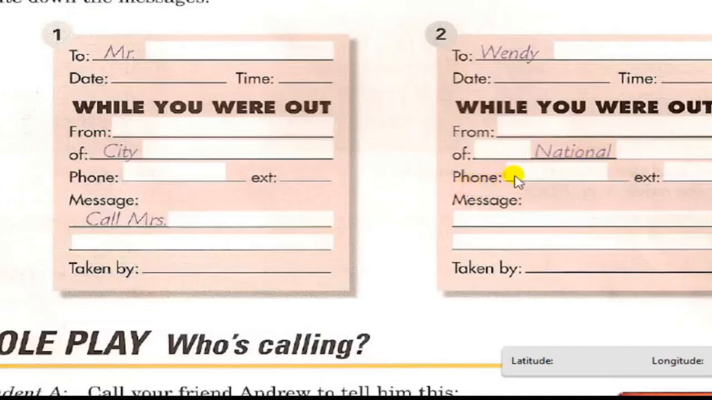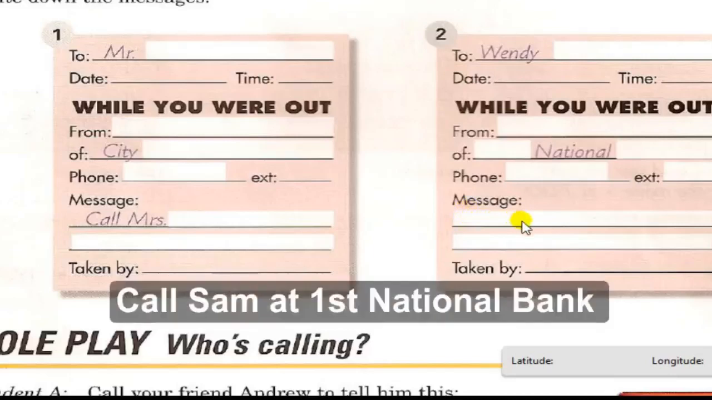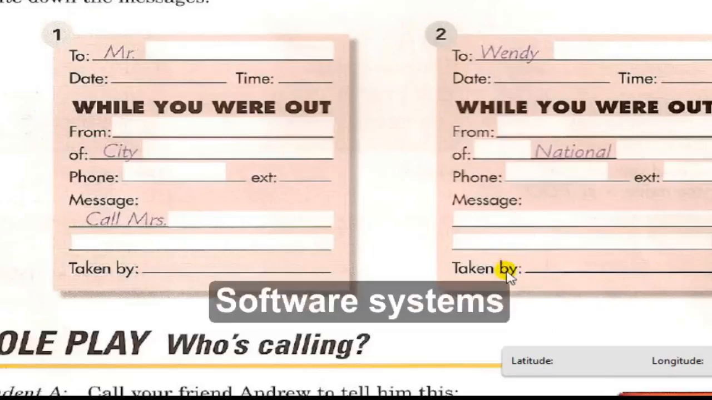Phone, 555-1187, extension 313, extension 313. Message: call Sam at First National Bank. Taken by Software Systems. This is the name of the company. Software Systems. This is the name of the company.